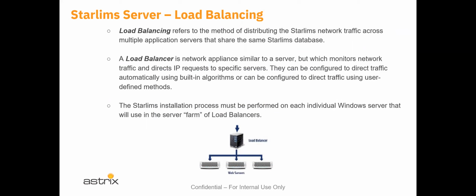If there's any situation whereby a group of STARLIMS application servers fail for whatever reason, the load balancer can detect that the failure occurred on that group and then flow all of the additional traffic attempting to get to those old boxes to the new side for redundancy purposes. And a load balancer controls all of that. So at the high level, load balancing refers to the method of distributing the STARLIMS network traffic across multiple application servers that share the same STARLIMS database.